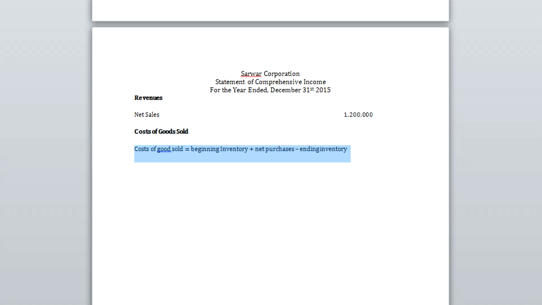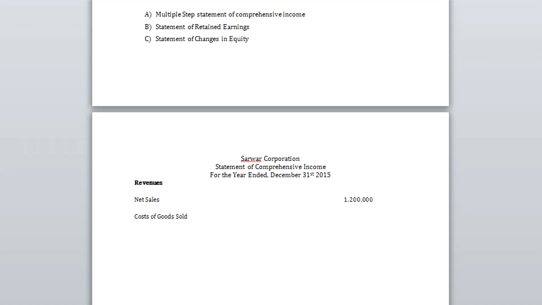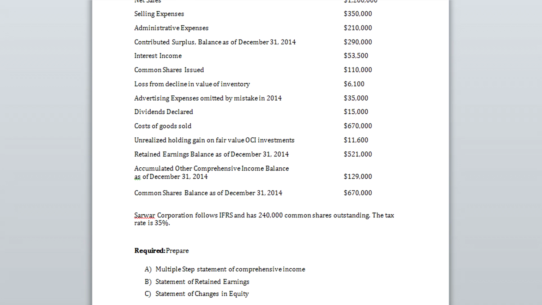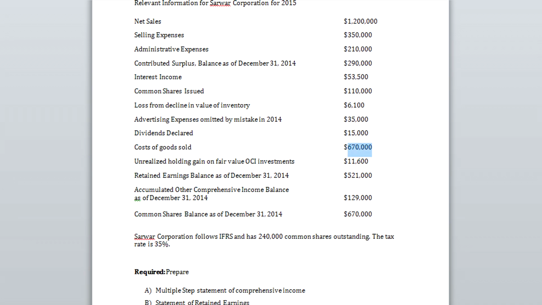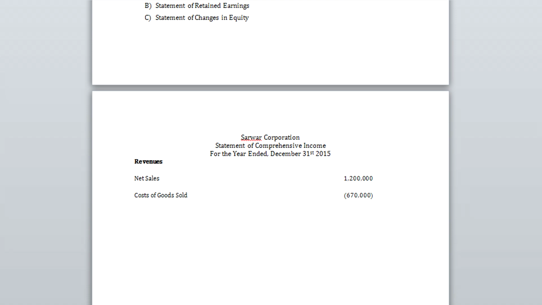Now, if you want to see an income statement where we actually showcase all the calculations, then check out the video that is titled the multiple step and single step income statement solution. Because that's where I actually prepare it, and I'm not just given all of this, and I actually have to calculate all this stuff on the statement itself. So our cost of goods sold is going to be $670,000, just as it's mentioned right above. So we're just going to slap that right in the statement there.